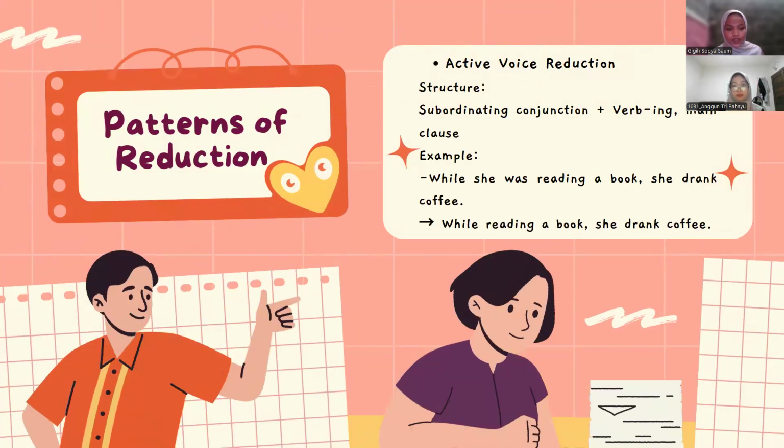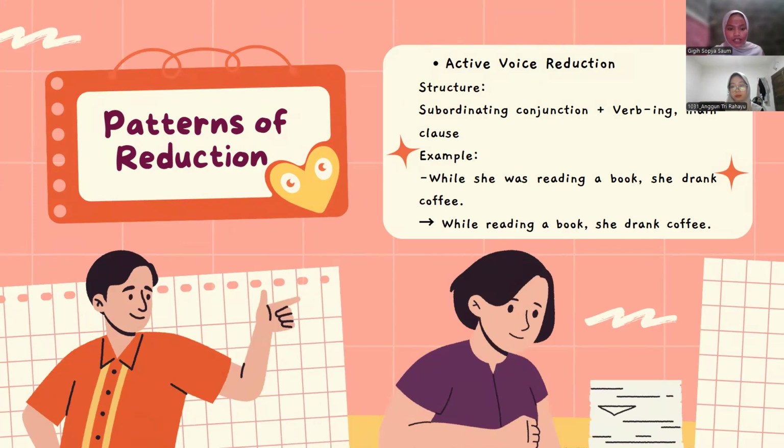Now let's move again to patterns of reduction. There are several patterns used to reduce adverb clauses, depending on whether the clause is in the active voice, passive voice, or uses a perfect tense. The first one is active voice reduction.